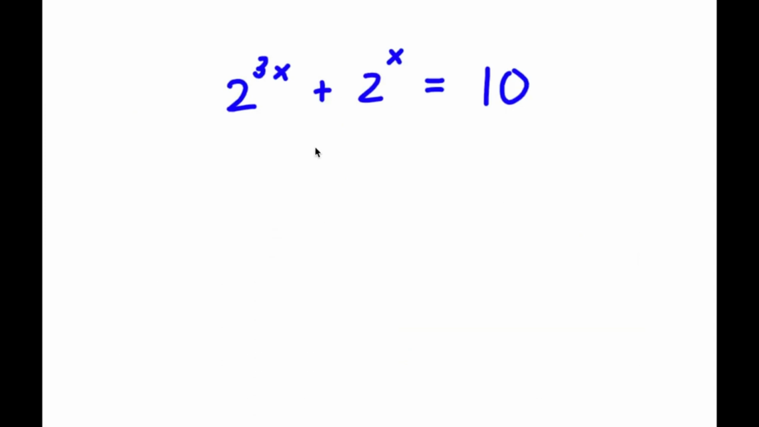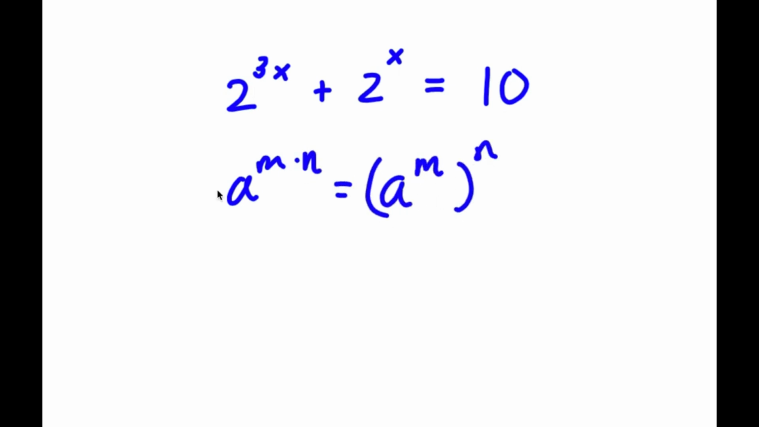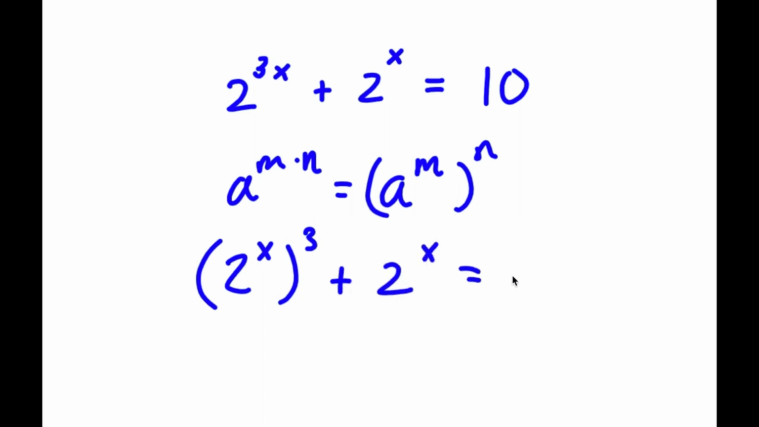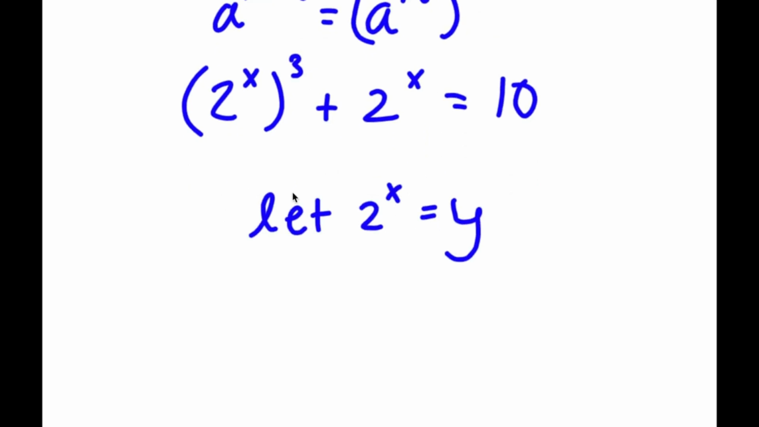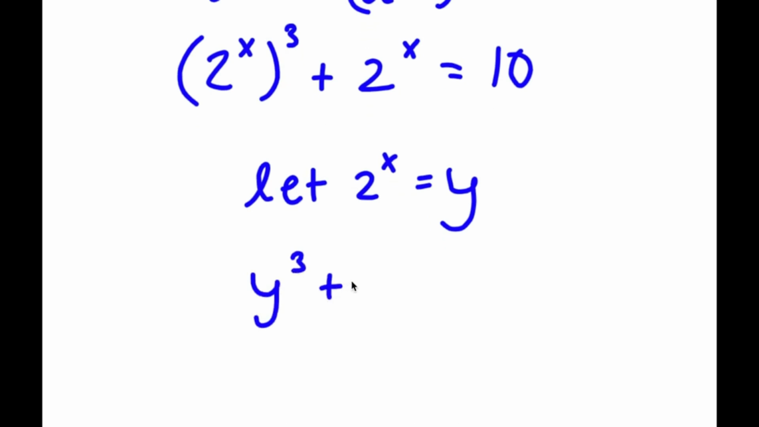Alright, so in this problem, I have 2 to the power of 3x plus 2 to the power of x is equal to 10. So to solve this, first off, if I have something in the form a to the power of m times n, this is the same thing as a to the power of m to the power of n. So 2 to the power of 3x I can rewrite as 2 to the power of x to the power of 3. So I have this plus 2 to the power of x is equal to 10. Now I'm going to let 2 to the power of x equal to the variable y. So I have y to the power of 3 plus y is equal to 10.